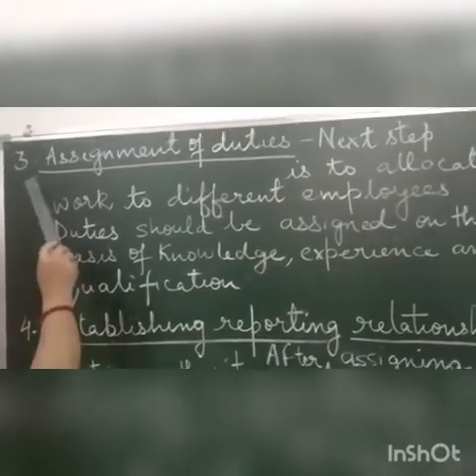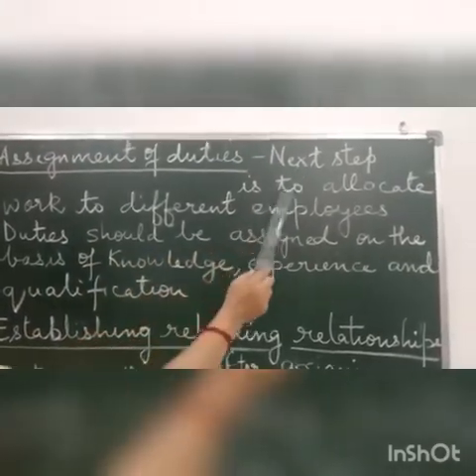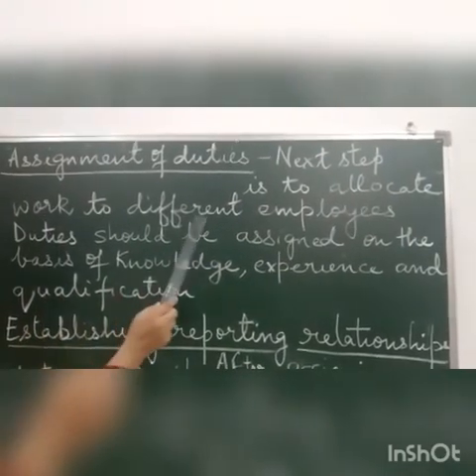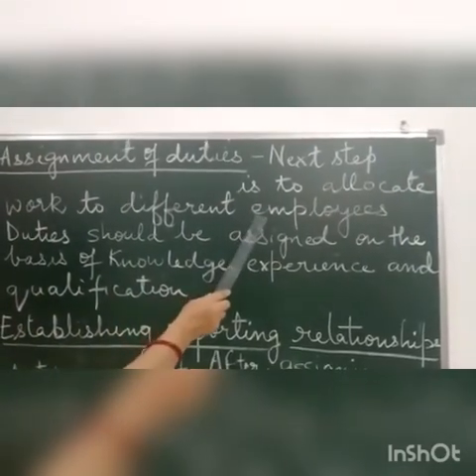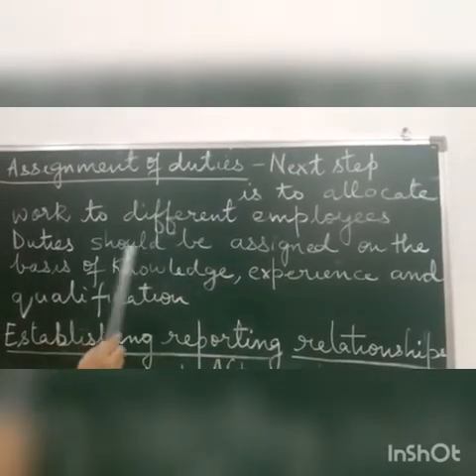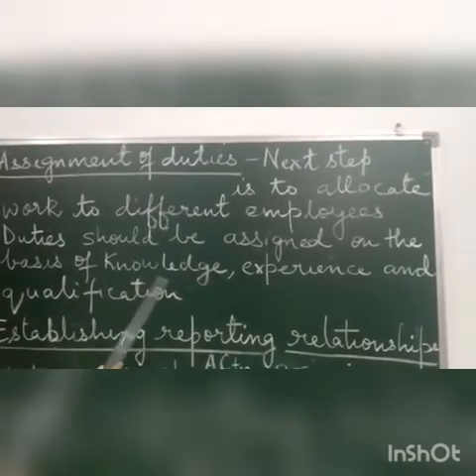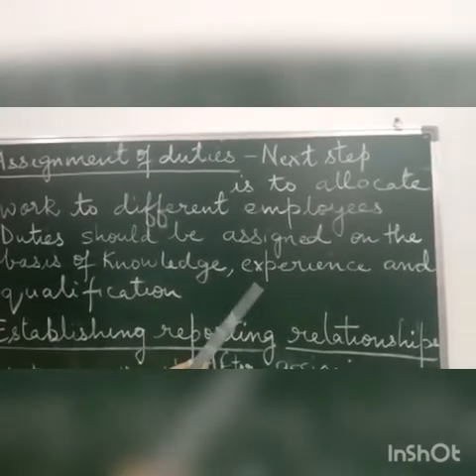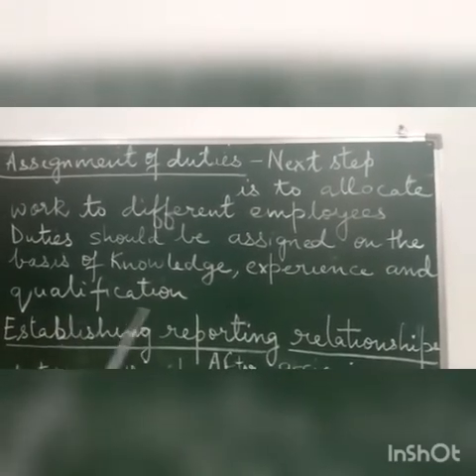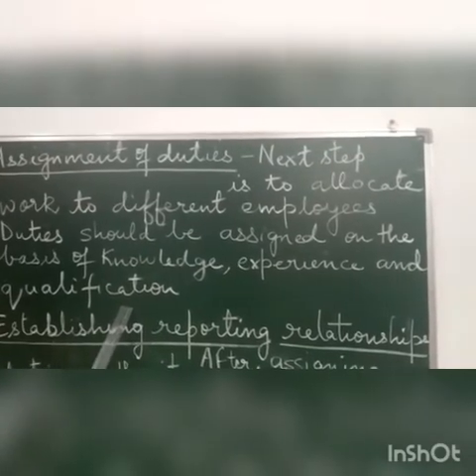Now the third step is assignment of duties. So in this step, the work is to be allocated to different employees. Whoever is working in the organization, the work has to be assigned, and duties should be assigned on the basis of knowledge of that individual, his experience and his qualification. So these 3 things should be considered at the time of assignment of duties.